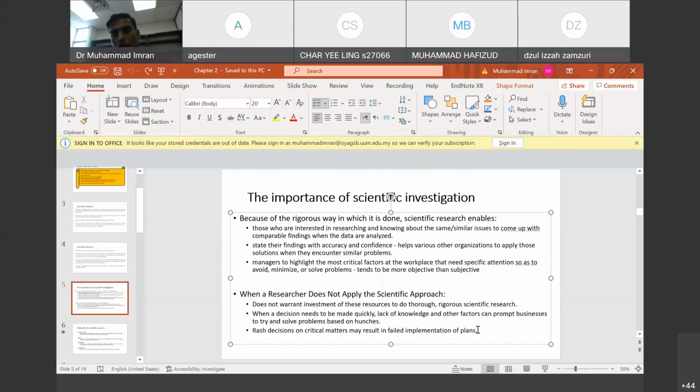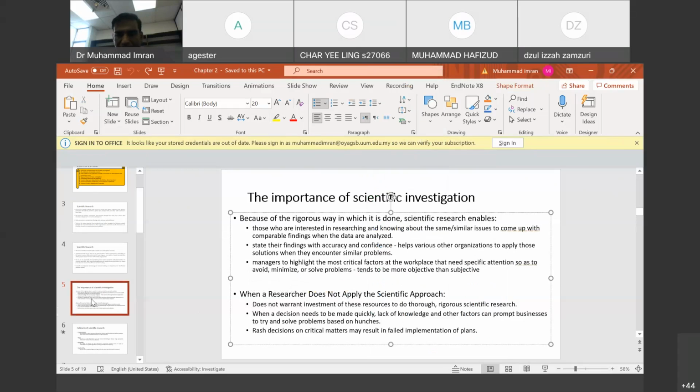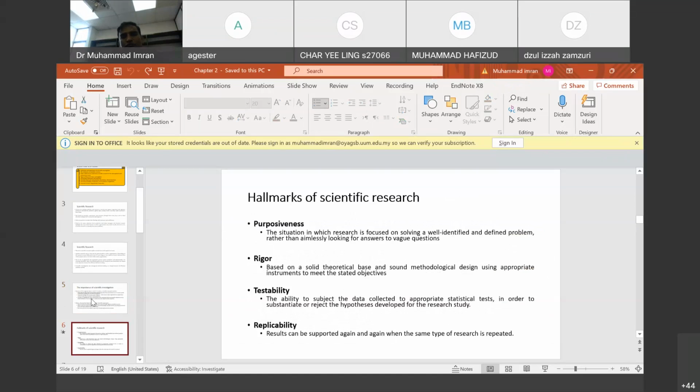It means if you go for the subjective point of view, these problems can arise. And hunches, let's see the hunches. Guesses. Don't take decisions on your guess, okay? One more thing: the hallmarks of scientific research, meaning the trademarks or characteristics, the key points of scientific research, should be purposiveness, number one. Number two, rigor.